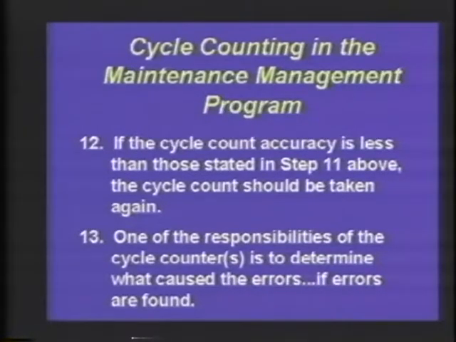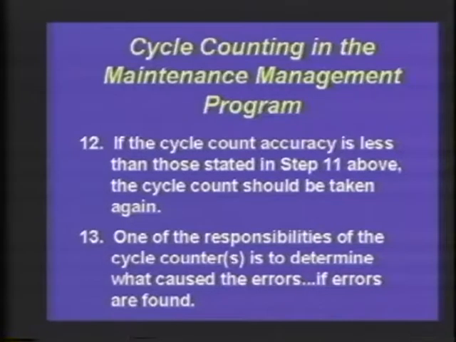Continuing on page 17C, step 13 is one of the responsibilities of the cycle counters: to determine what caused the errors if errors are found. Now sometimes this may appear to be a lost cause, but remember, if the storeroom is secure and you're counting and recording those 4 transactions that I just mentioned a minute ago, your errors should almost be 0. It's when you do not establish the disciplines of the storeroom that the inventory record accuracy starts to deteriorate.